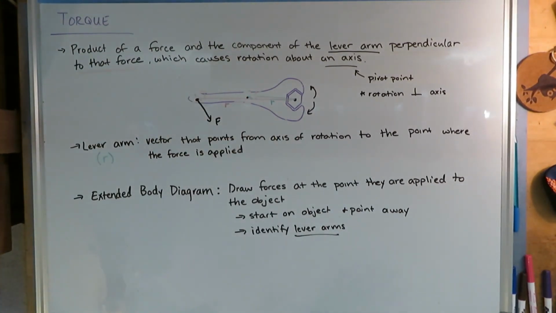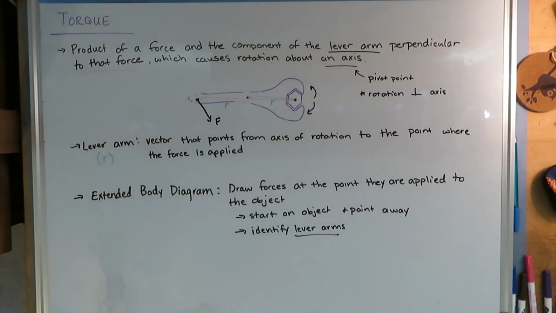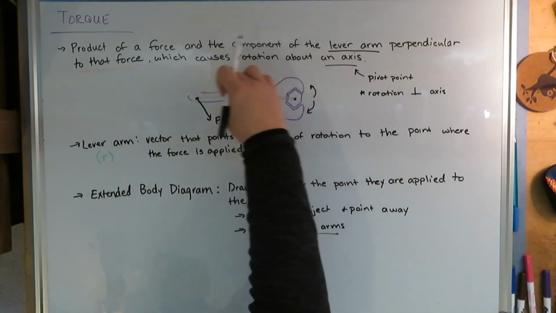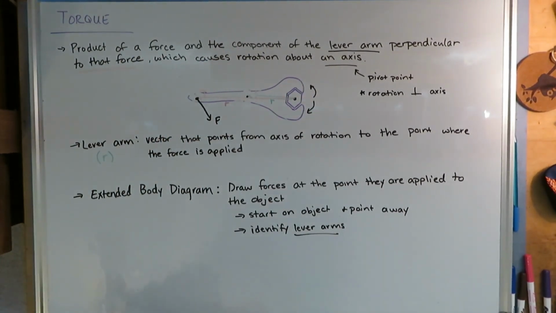We'll talk more about where it's applied when we get to things like rolling, because it will really matter where on the object. But for now, we can just draw it as generally where it's being applied. We're assuming that this is a thin handle, so the thickness of the handle doesn't particularly matter.